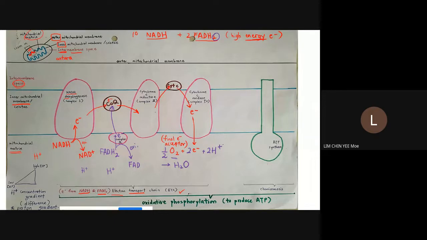Dari mana dia dapat H plus ini? Memang dalam mitochondrial matrix dia ada H plus. That's all about electron transport chain. From beginning, lastly, masuk dekat oxygen molecule combine with H plus to form water. Any question?